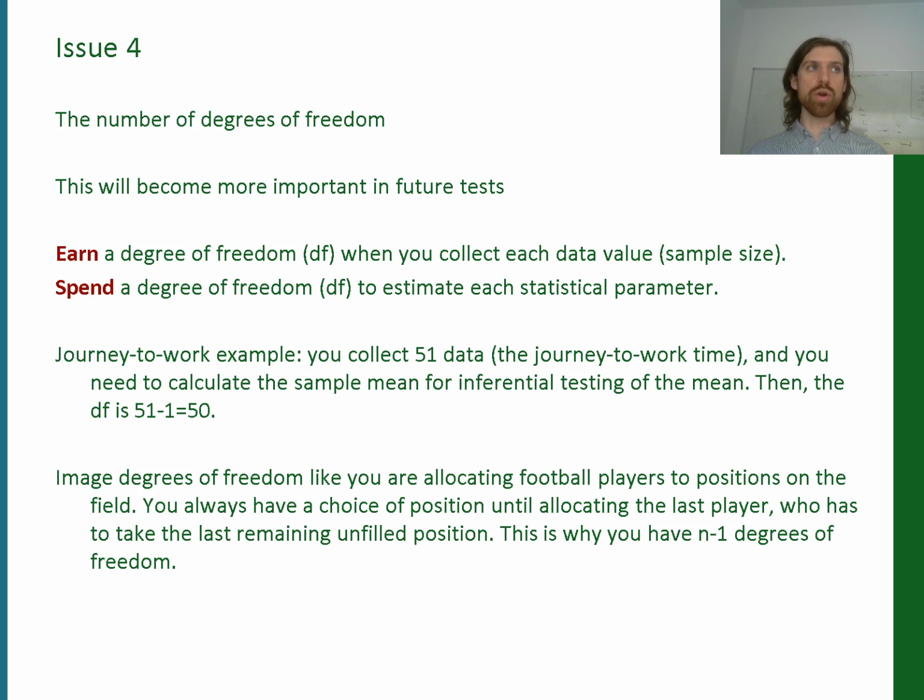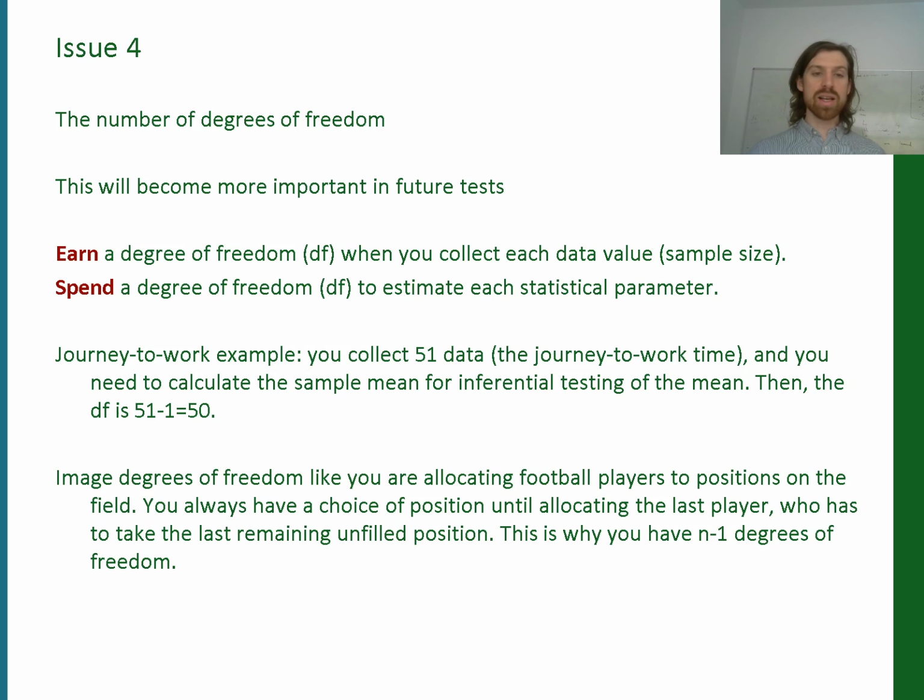As you go through allocating each of those players, every player has an option of going to more than one position until you get to the last one. The last player to be allocated has to go to the one position that is not yet filled, okay? And that's why the number of degrees of freedom is the sample size minus 1. I hope that's a good way for you to understand it.